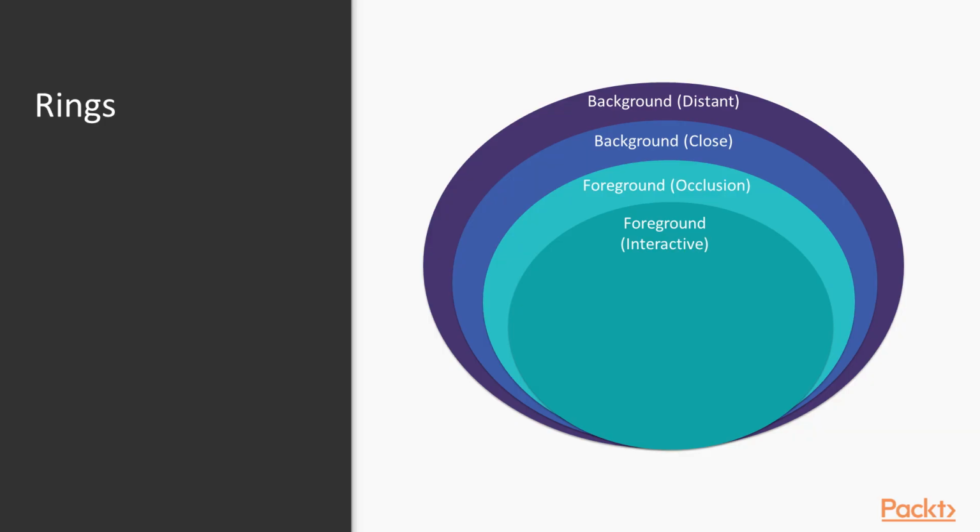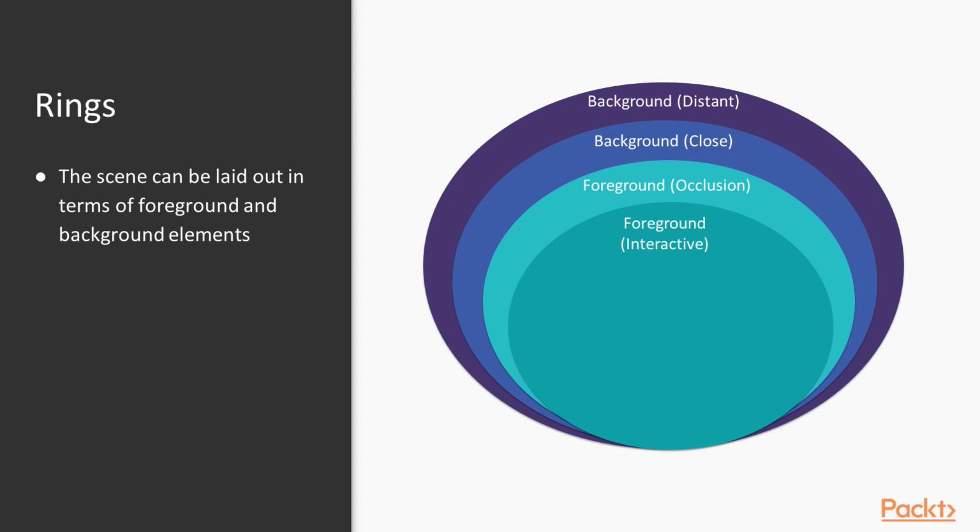A scene can be broadly divided into several rings. Objects which are further from the player's reach are in a further ring. The four rings are the foreground with interactive objects, the foreground occluders, the objects in the near background, and the objects in the far background. Objects which are more distant can be of lower resolution and do not interact with the player.